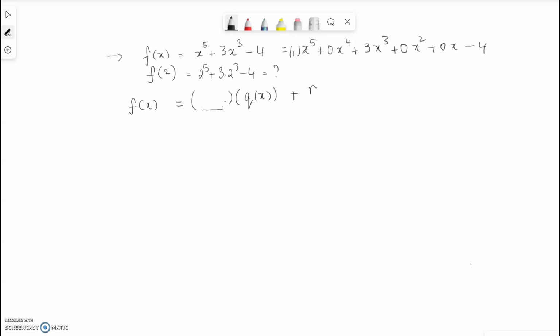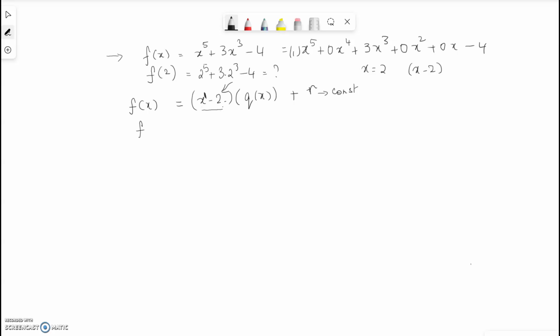Now suppose we want to evaluate the function at x equals 2, then what we do is divide the polynomial with x minus 2, and write it down as f of x equals x minus 2 times q of x plus a remainder of r. If we are dividing a polynomial function by a linear term, that is of degree 1, which is x minus 2, then the remainder is 1 degree less. So that would be a constant.